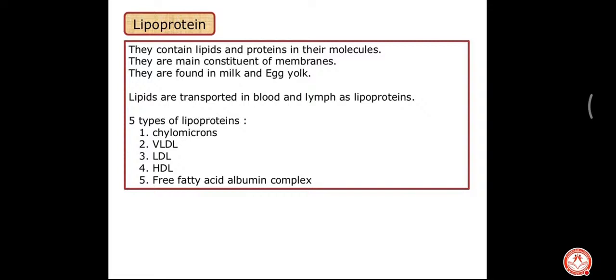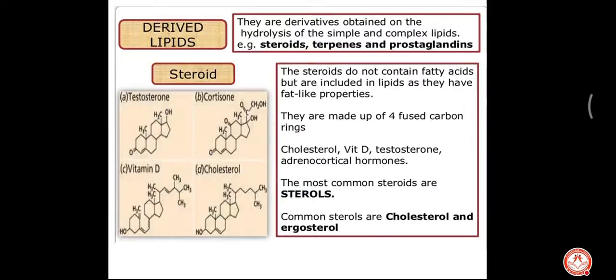The five types of lipoprotein are chylomicrons, VLDL, low density lipoprotein, high density lipoprotein, and free fatty acid albumin complex. Derived lipids are the derivatives obtained by hydrolysis of simple or complex lipids. Examples are steroids, terpenes and prostaglandins. These are special types of hormones found during reproductive maturity. Steroids do not contain fatty acids but are included in lipids as they have fat-like properties.